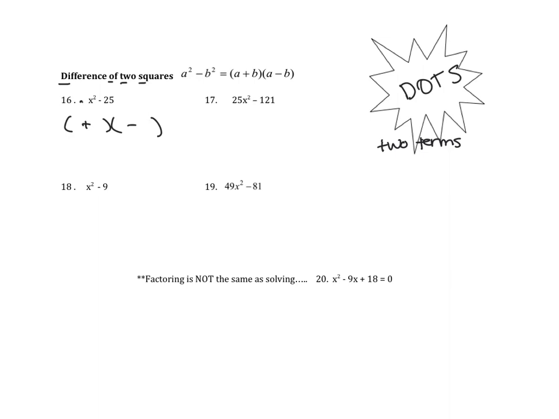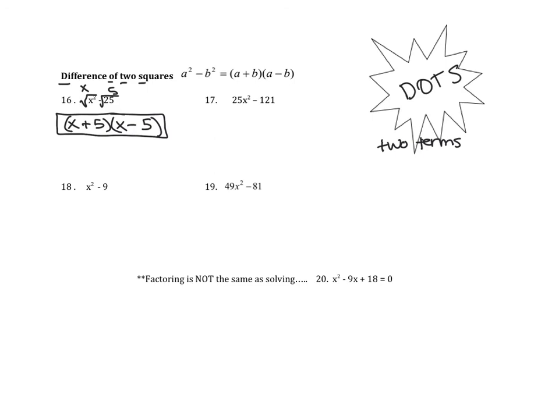So what you need to do is look at the first term and figure out what the square root of it is. The square root of x squared would be x. So since that was the first number, I put that first in my two parentheses. Then you look at the second number. You ignore the minus sign. The minus sign is not important at this point. I'm only looking at the 25. The square root of 25 is 5, and so that's the number that goes back behind. And that's my problem factored. That's how I factor the difference of two squares.